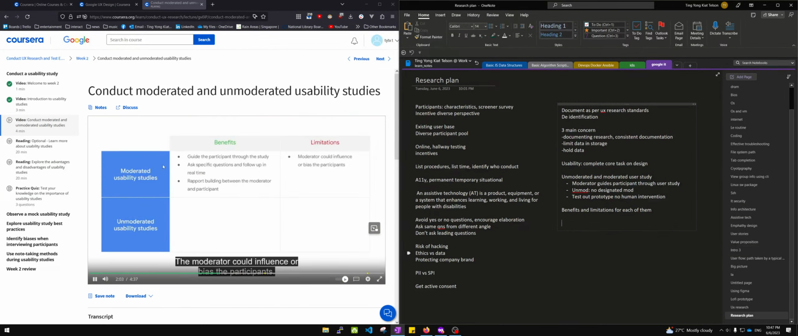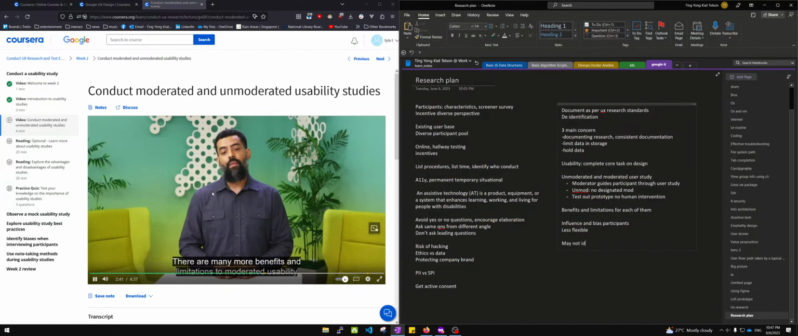The moderator could influence or bias the participants. Because a person is guiding the study, there's a chance that person can accidentally let their own thoughts or feelings come into the study. Also, moderated usability studies are less flexible. It's harder to reach populations like single parents or night shift workers who may be unavailable during the daytime hours. The study can also be difficult to reschedule if a participant does not show up. In addition, there's a chance that the participant may not identify with the moderator. This could make the participant less comfortable and less open with their feedback. There are many more benefits and limitations to moderated usability studies, which you can learn about in the upcoming reading.